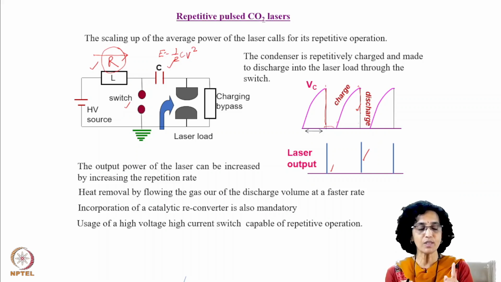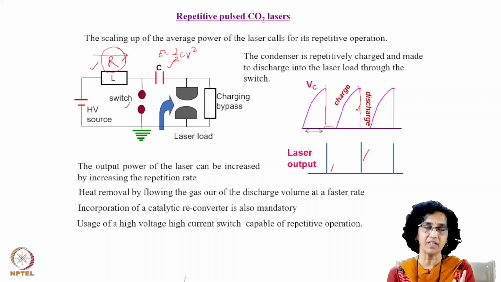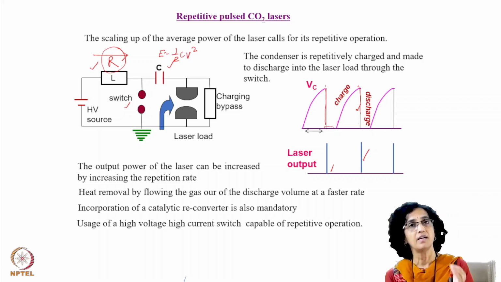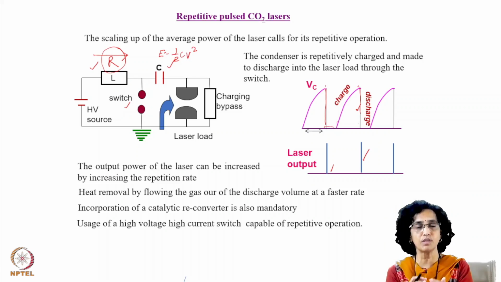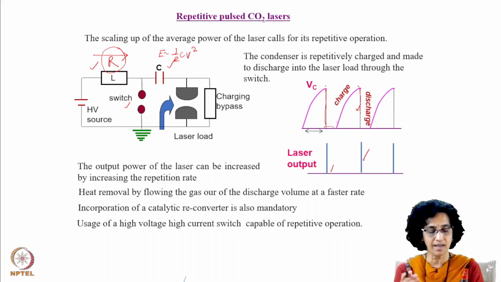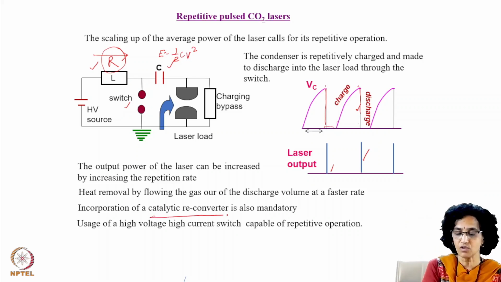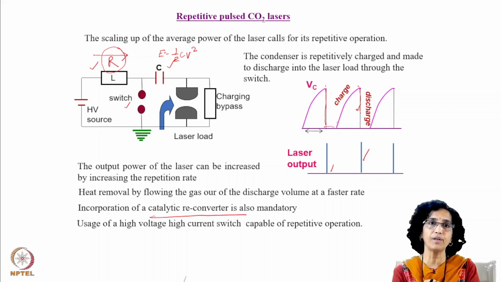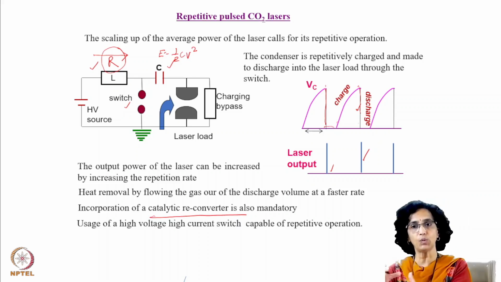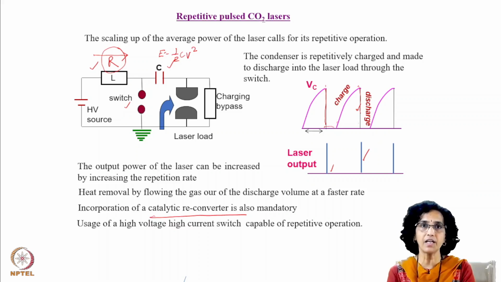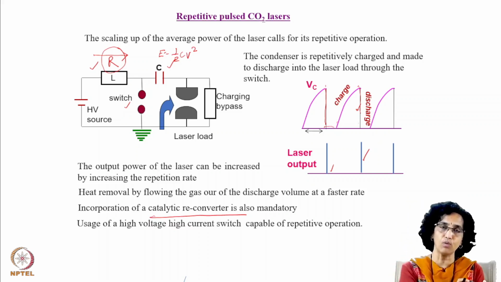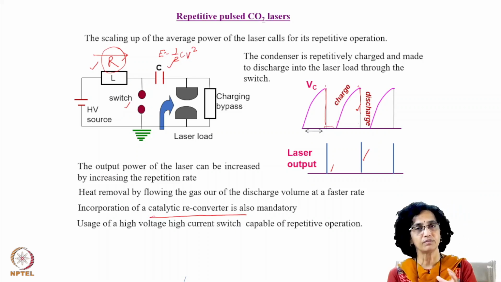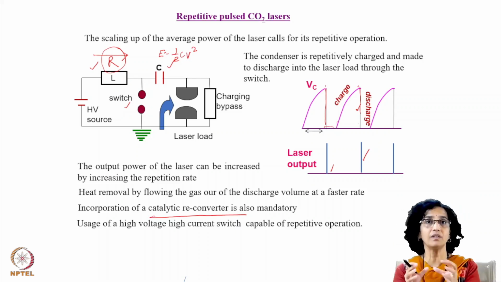And also, because the voltages involved are very high, the currents involved are very high, the dissociation of CO2 into CO and oxygen also increases. Therefore, the usage of a catalytic reconverter is mandatory, is very, very important. Therefore, the gas mixture is made to flow through a catalytic reconverter, and then it is cooled and once again put into the interelectrode volume.